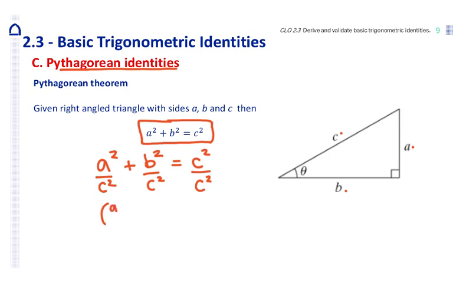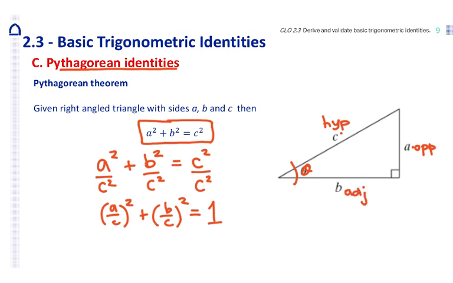We could rewrite this as a over c squared plus b over c squared. C squared over c squared is just 1. Now a over c, just remember, this is a ratio in a right triangle. If we look at this angle, theta, a is the opposite side, c is the hypotenuse, b is the adjacent side. So a over c is the opposite over hypotenuse.